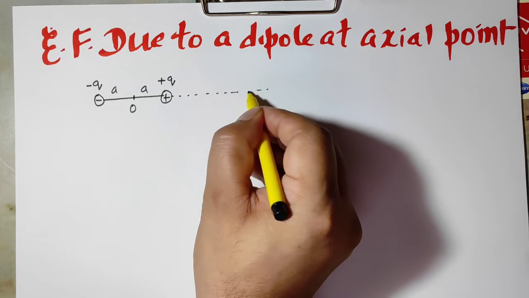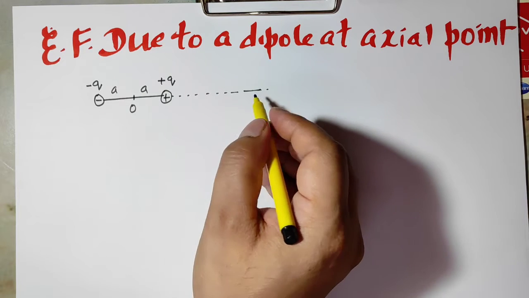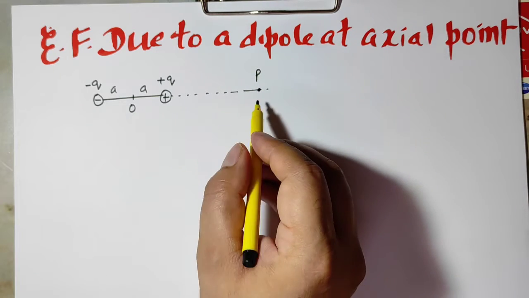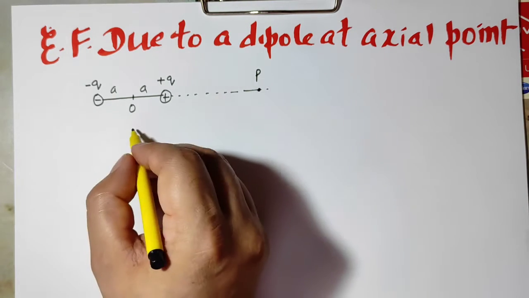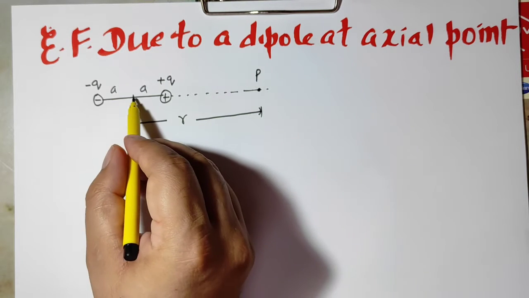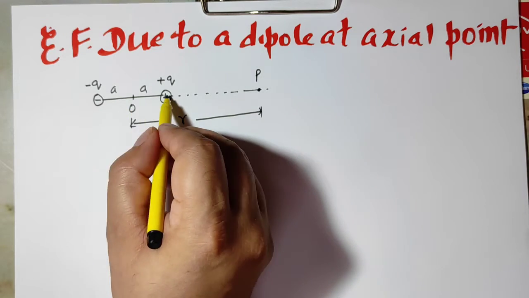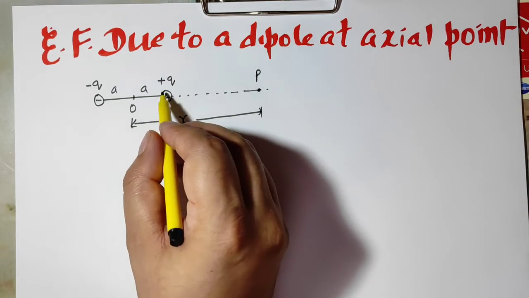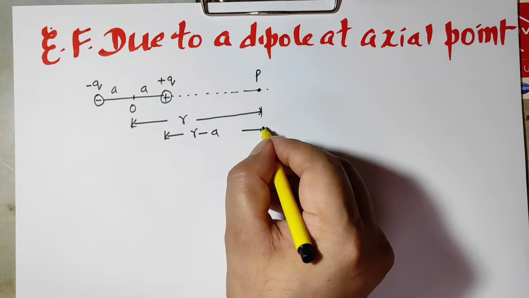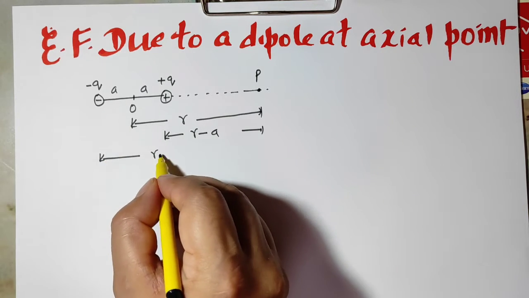This is the line of dipole, and any point on this line is called axial position. So this is a point P at which we have to find electric field due to this dipole. This point is at a distance r from the center of the dipole. Because this is a and this is a, the distance of this plus q from point P is r minus a, and the distance of this minus q charge from point P is r plus a.